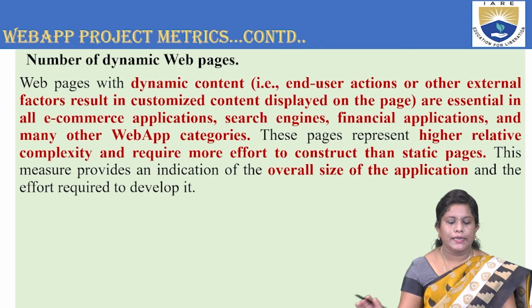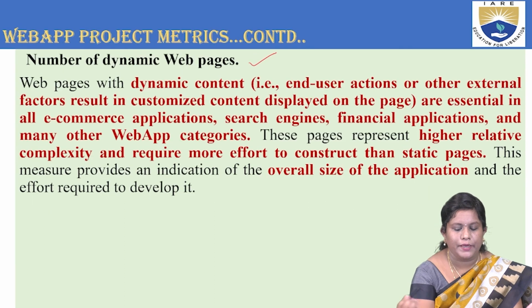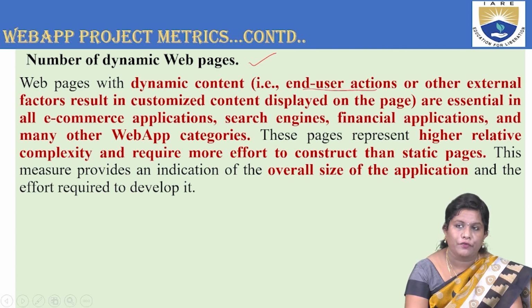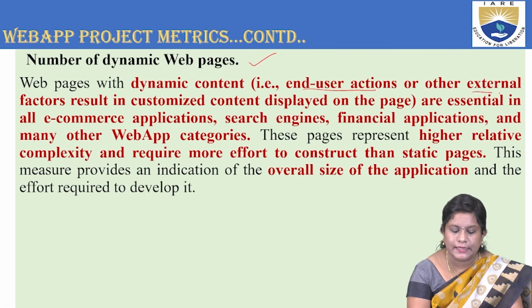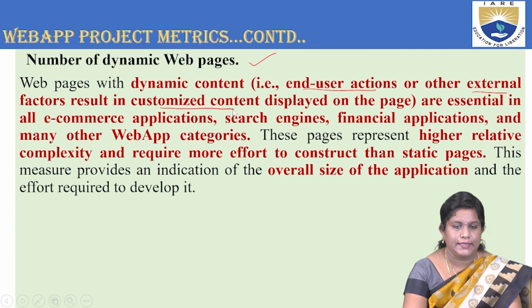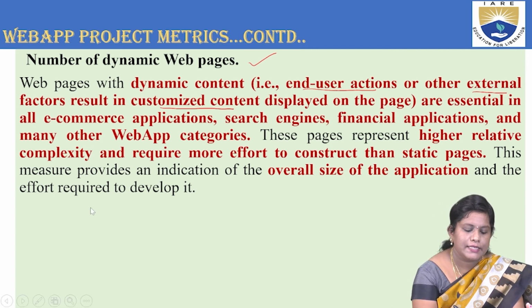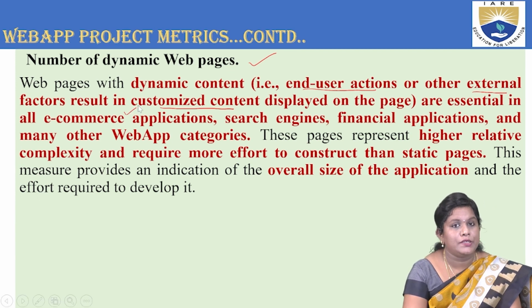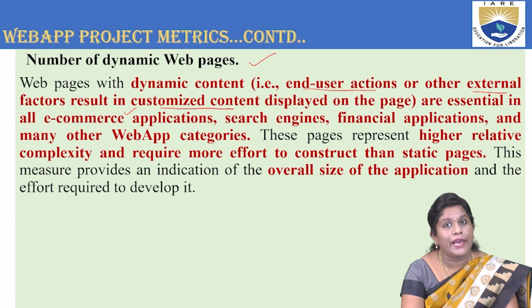So moving further, let us see what dynamic web pages are. Dynamic web pages allow the end users to perform some kind of actions. They can be external and they can also result in customized content, right? What do you mean by customized content? They can be some e-commerce application. The best example of e-commerce applications is online shopping, which everybody is doing, right? You are doing online shopping for each and everything, right?